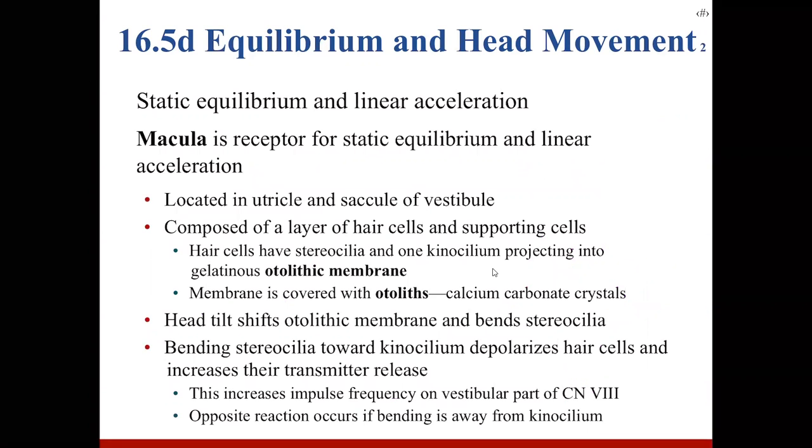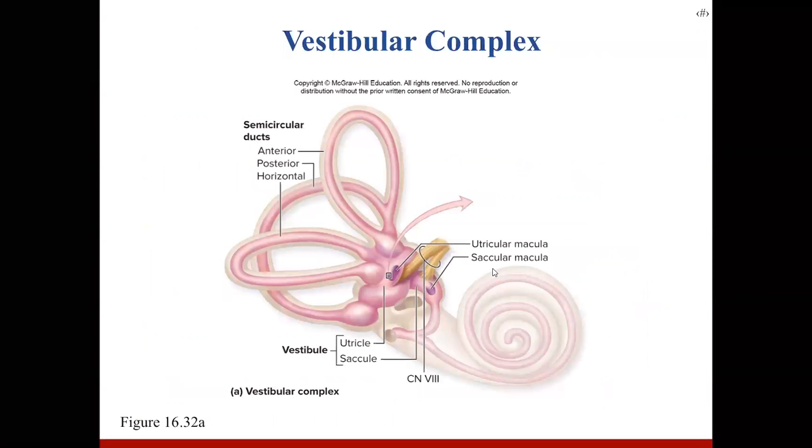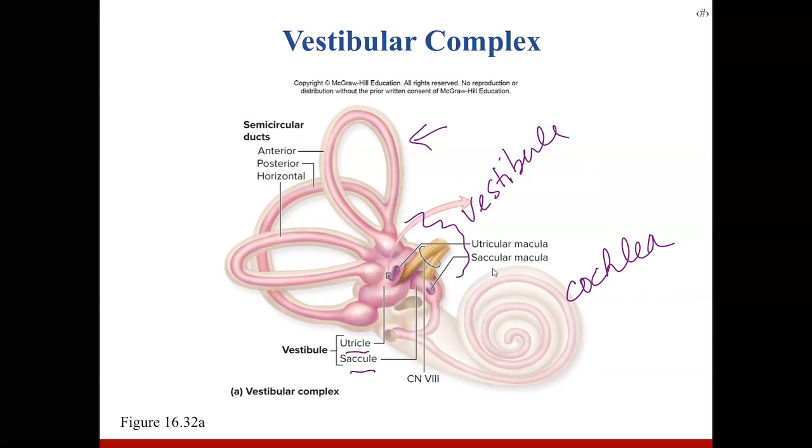Okay, so static equilibrium and linear acceleration. The thing that detects this is called the macula. It's the receptor and it's found in the utricle and the saccule. So here's the inner ear. Here's the cochlea, and here are the semicircular canals. At the base of the semicircular canals, there's a region called the vestibule. It's like a little entryway, and in the vestibule, that's where you're going to find the utricle and the saccule. That's where the macula are.